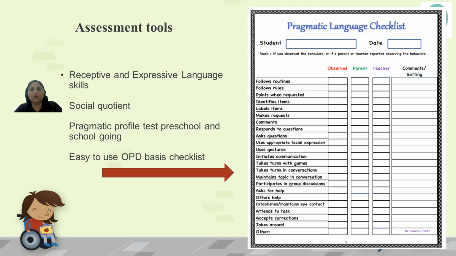Follow routines, follow rules of the games or any activity, point when requested, identify items, label items, make requests, comment on something, respond to questions, ask questions. At the age of 30 to 36 months, if the child is able to do these things, then the child is not at risk. But if the child does not do these things, then the child is definitely at risk for developing semantic pragmatic disorder or pragmatic language problems.